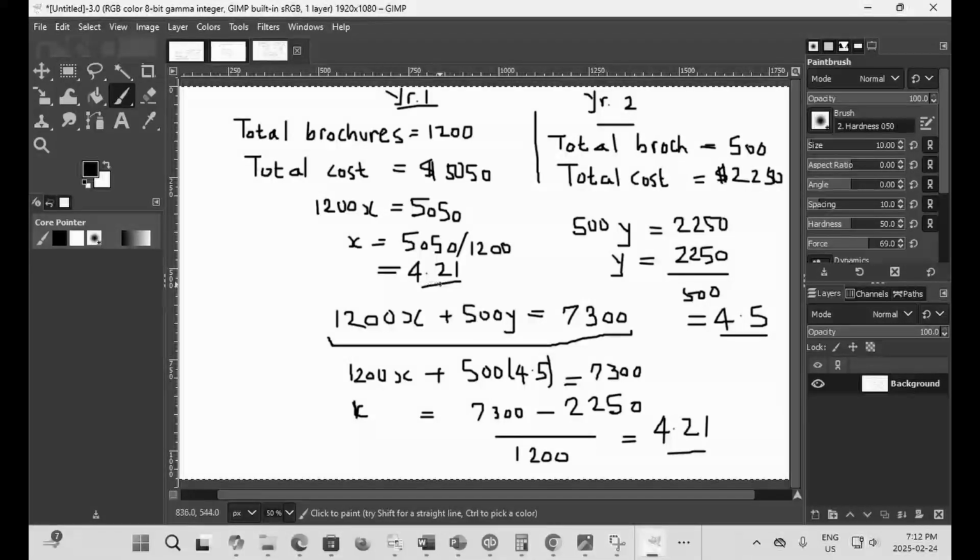We can verify this figure. We know that x is 4.21. You do the same for y. In order to solve for y, you sub in x, which is 4.21 over here, and you should get 4.5. So this is how you verify your solutions. All right, so moving forward.